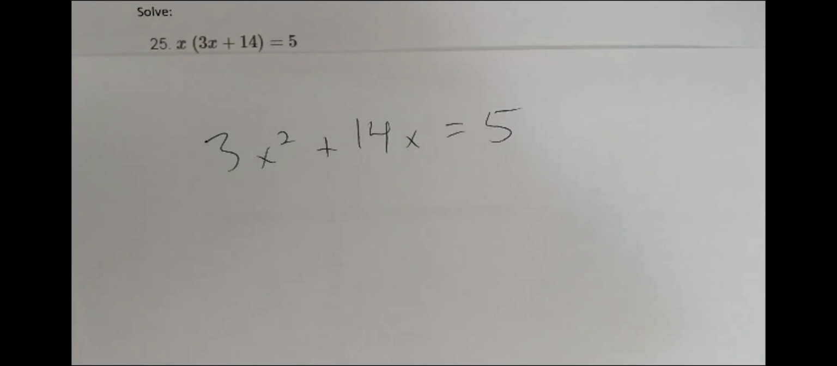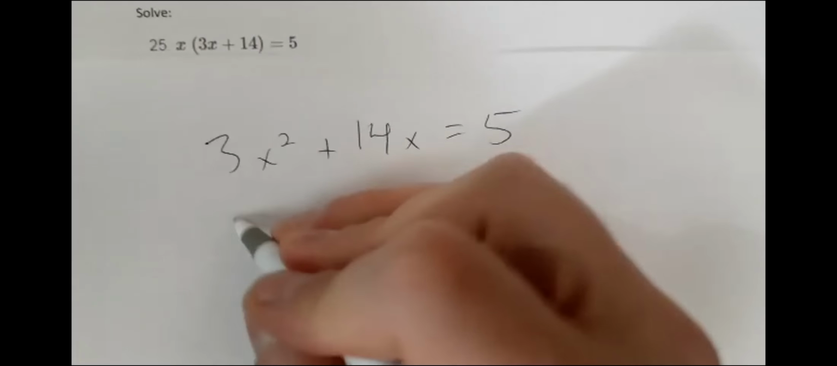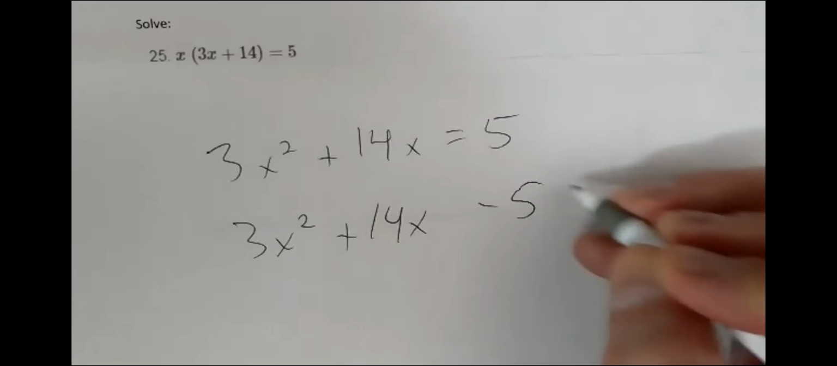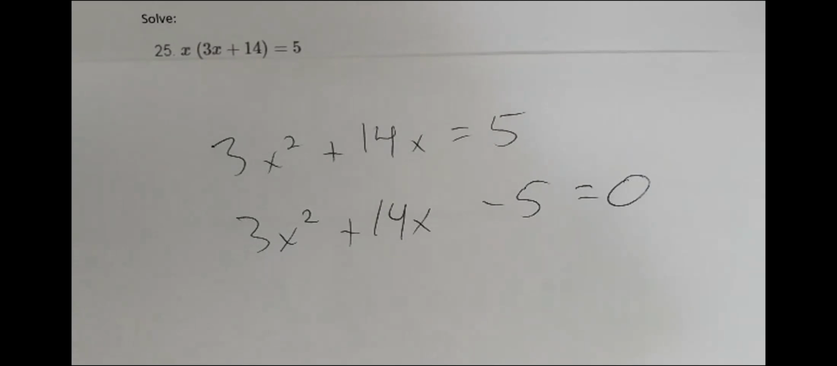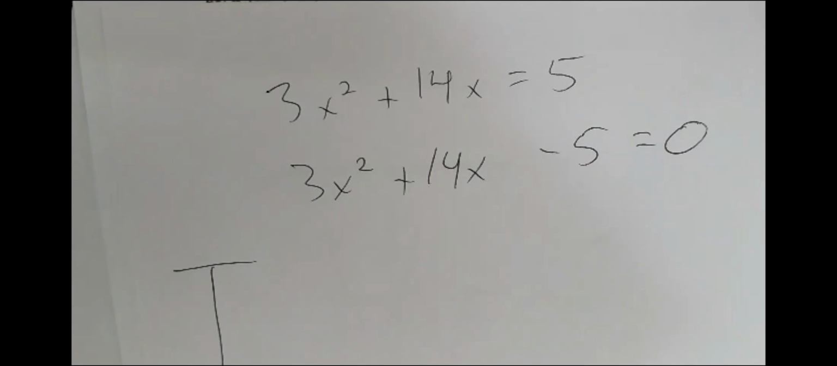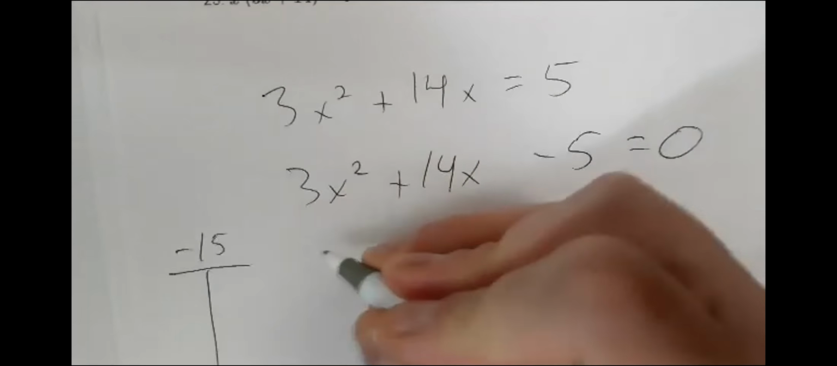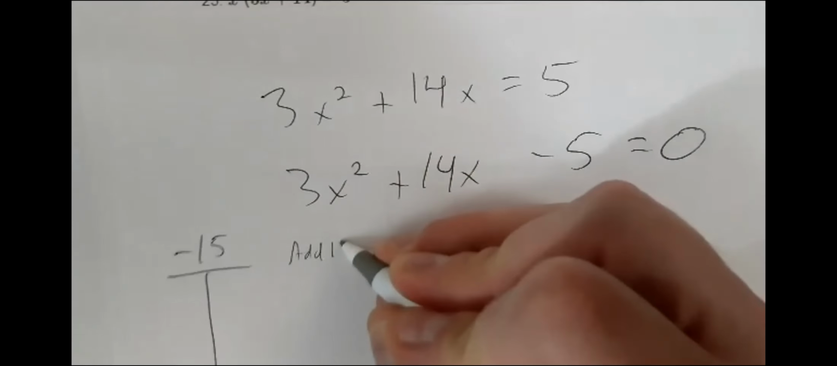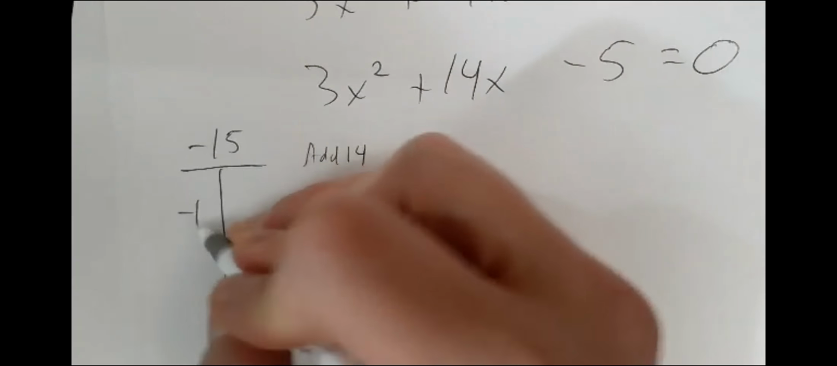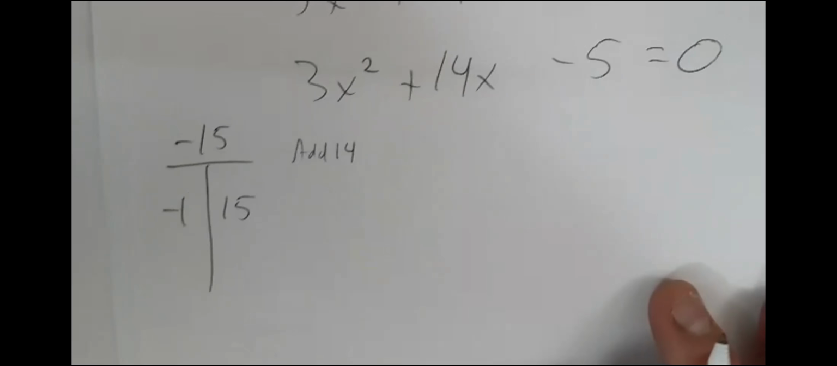So what am I trying to do? Subtract the 5. 3x squared plus 14x minus 5 is equal to 0. And we want to see if this thing is factorable. I go AC method, hopefully is what you're thinking. 3 times -5 is -15, and we want them to add to +14. Can I find two numbers that do this? You can, -1 and 15. -1 and 15 are the two factors.